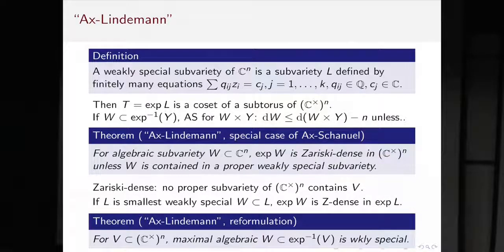And another way of saying that is that if you fix V and look for a maximal algebraic thing inside the exponential inverse image, that thing is always weakly special. So these two formulations are really equivalent, and they're both very special cases of the Ax-Schanuel theorem.